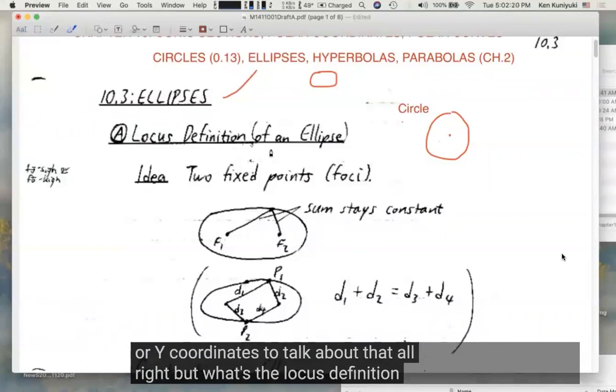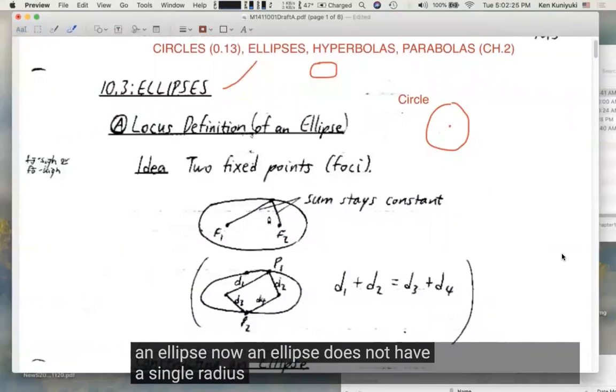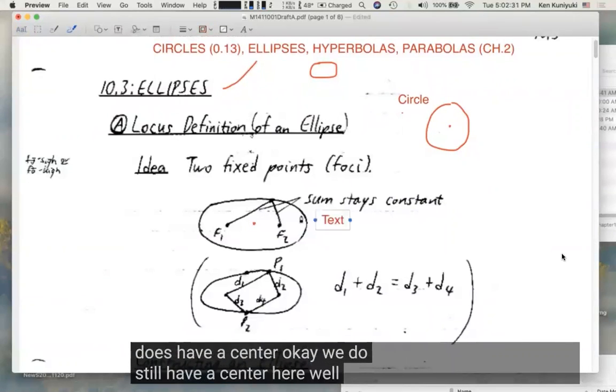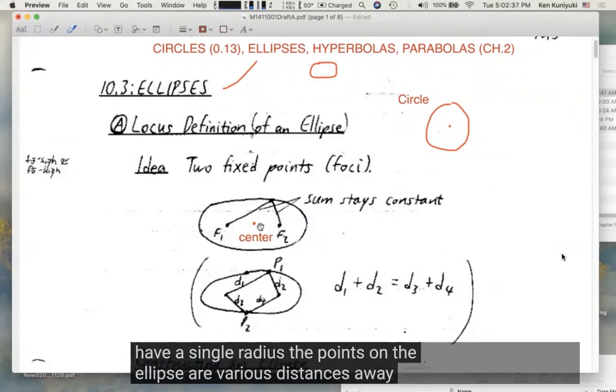But what's the locus definition of an ellipse? Now, an ellipse does not have a single radius, as you see. It does have a center. Okay, we do still have a center here, but we don't have a single radius. The points on the ellipse are various distances away from the center.